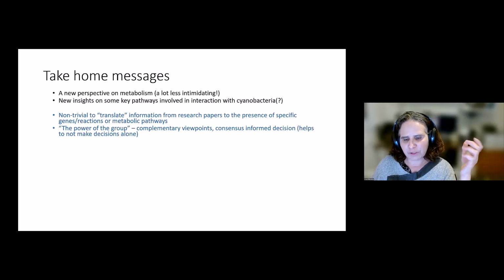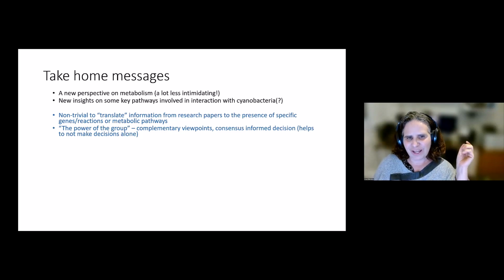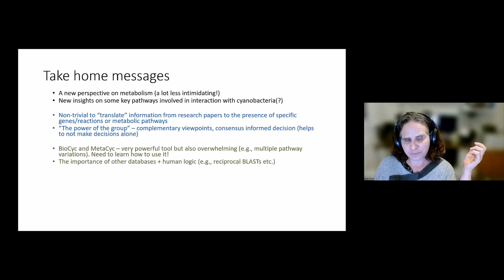It wasn't easy because a lot of the Alteromonas publications are environmental studies or growth experiments, and it's not easy to assign these to a specific gene or a specific pathway. But we used the power of the group, so having multiple complementary viewpoints helped us come up with an informed decision that takes into account multiple people, like I said, the power of the group. And I think we got better results than if someone would have done that by themselves.